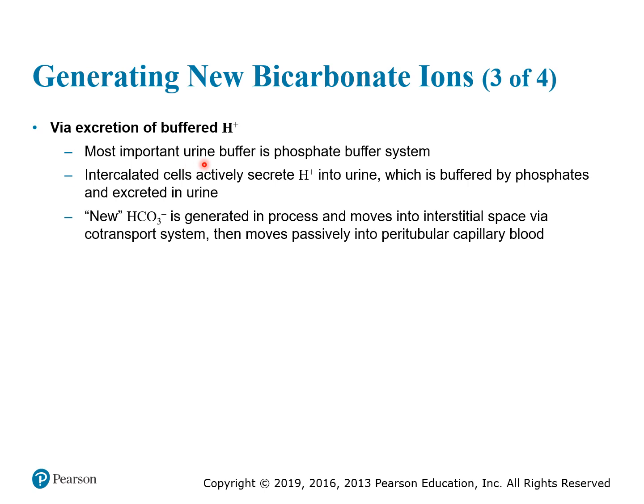The most important urine buffer is the phosphate buffer system, and intercalated cells actively secrete hydrogen into the urine, which is buffered by phosphates and excreted in the urine. New bicarbonate is generated in the process and moves into interstitial space via co-transport system, then moves specifically into the peritubular capillary bed. I'll talk about it more just in a little while when I put the photograph on.